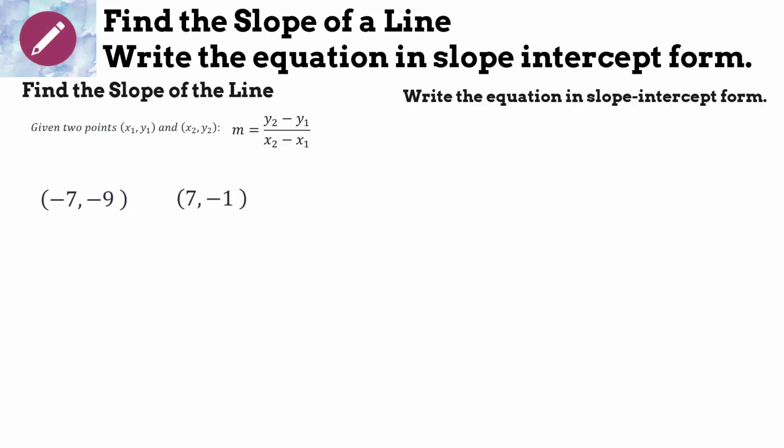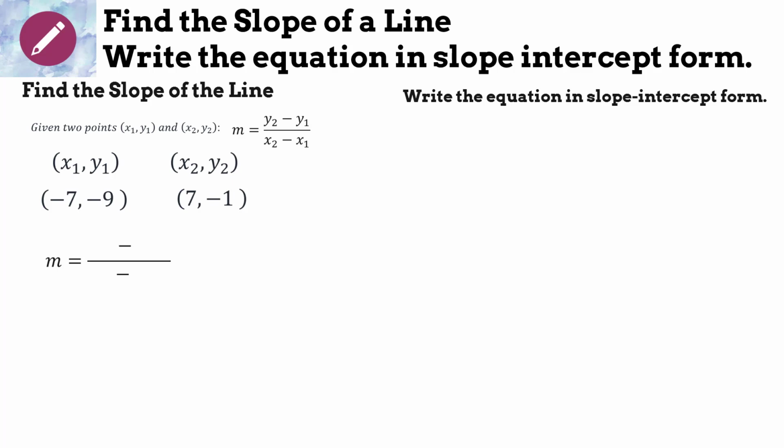Let's look at another one. We're given 2 points, x1, y1, and x2, y2. The first thing they ask us to do is find the slope of the line. Well, here are our 2 points, negative 7, negative 9, and 7, negative 1. Once again, I like to write x1, y1, and x2, y2 over my 2 points, because then when I do the formula, it is super easy.